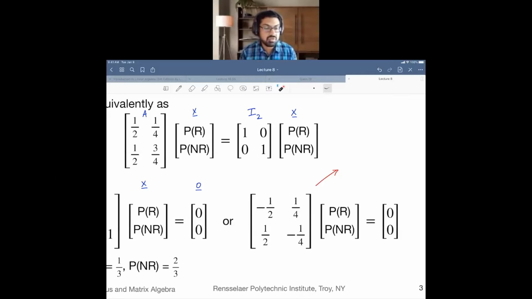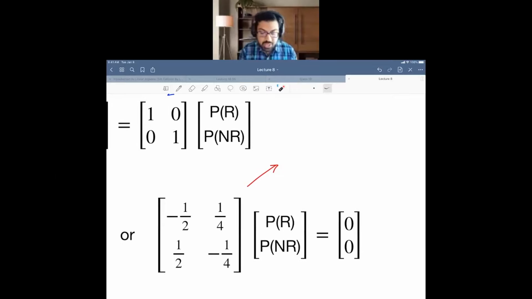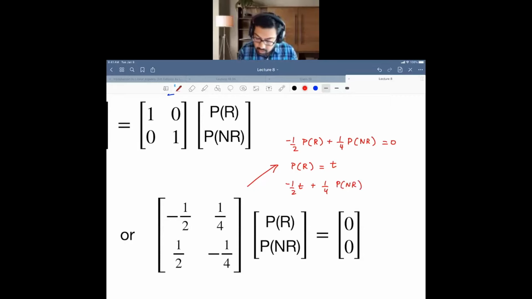So what we are going to have is many solutions, right? So I can translate this and just write one equation. So one equation will be negative half probability of rain plus 1/4 probability of no rain equals zero, right? And if you assume that the probability of rain is some arbitrary value t, then you can find the corresponding probability of no rain, which is negative half t plus 1/4 probability of no rain equals zero, which implies that probability of no rain is simply going to be 2t, right?